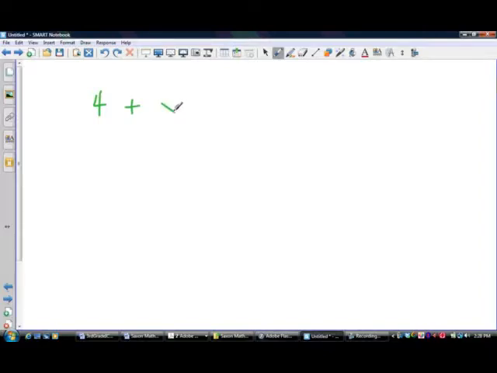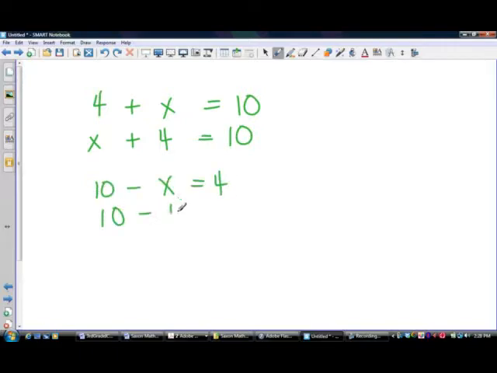4 plus X equals 10. And remember, if we do a fact family, we'll figure it out. There's my 2 addition problems, but still, I cannot solve either one of these because I don't know what X is. So let's do our subtraction problems. 10 minus X equals 4, and also 10 minus 4 equals X. So here it is. This is the one that we can solve. 10 minus 4 is 6. So 6 equals X.